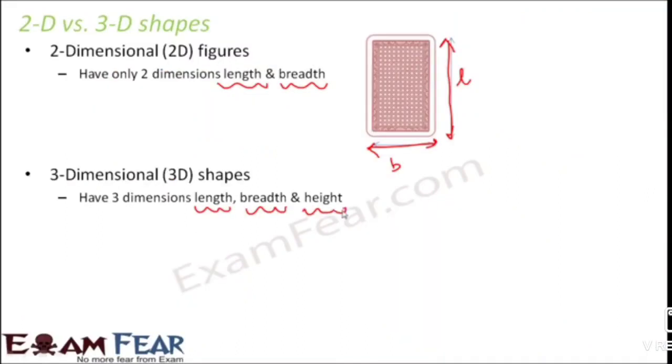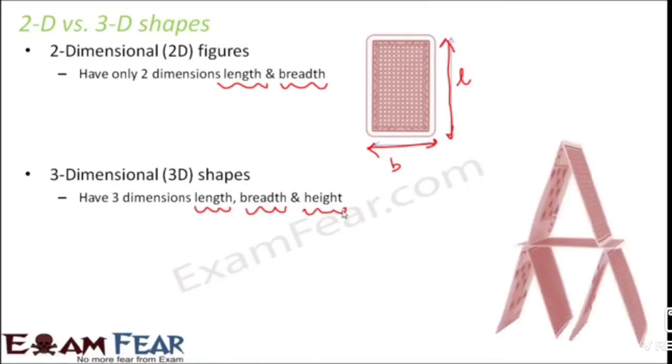Now 2D versus 3D. In 2D there is length and breadth, see in the figure, and in 3D length, breadth and height. This is 2D versus 3D shape. Now in 3D there is a length, then breadth, then one more thing, the height of that object. In 2D only length and breadth are there, but in 3D one thing is added, that is the height. This is the difference between 2D and 3D.